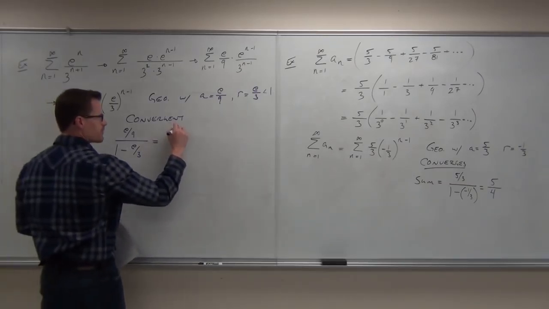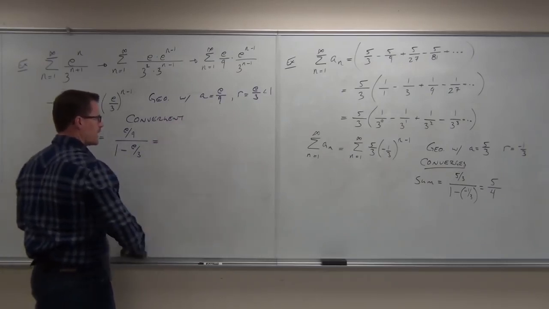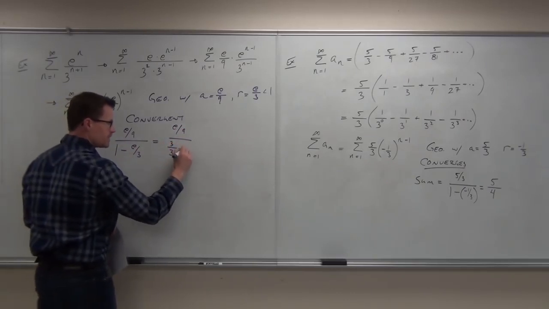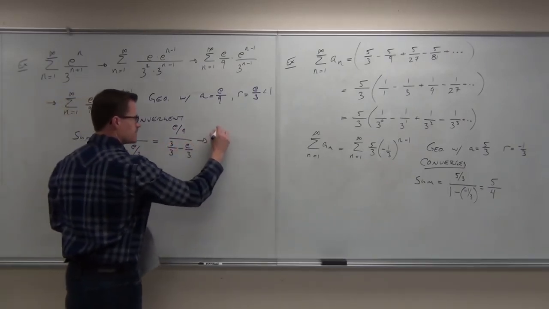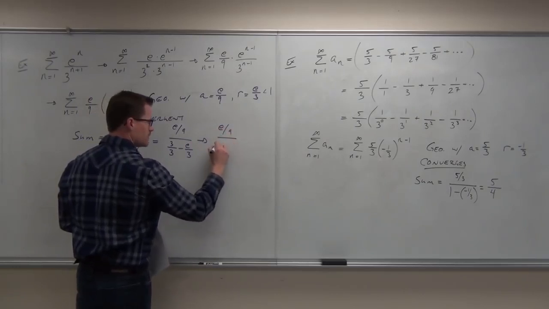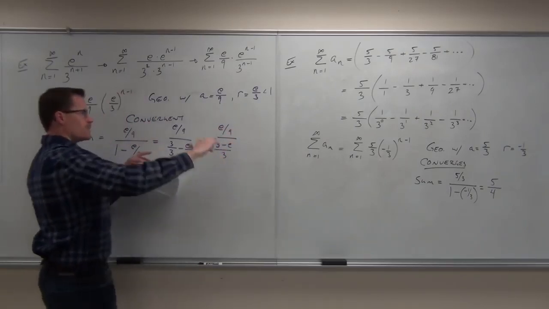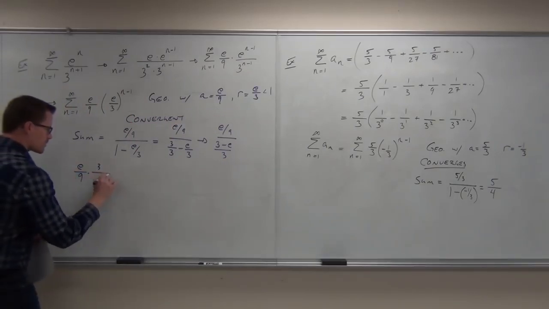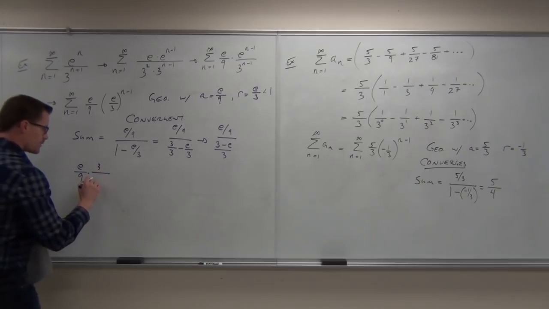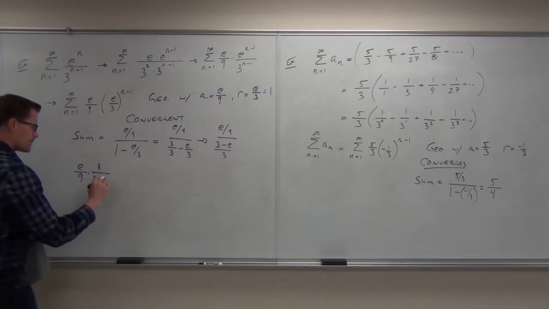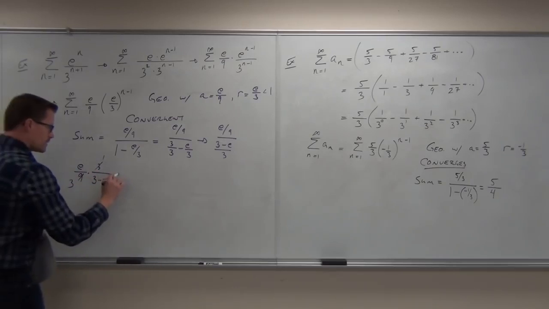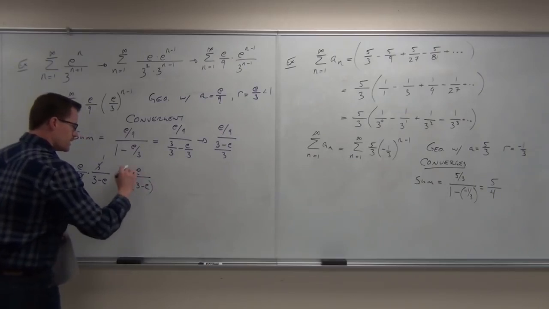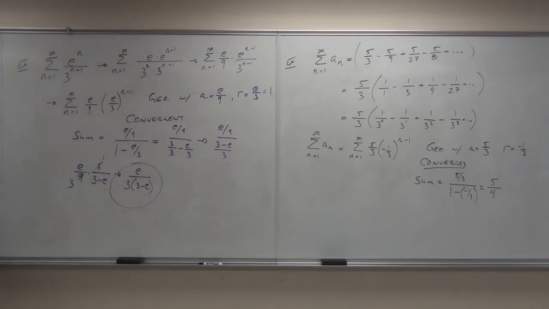Well, let's do a little bit of fraction work. We'd have e over 9 over, if you want a common denominator, that's 3 over 3 minus e over 3. That's going to be e over 9, 3 minus e over 3. Reciprocate and multiply. We get e over 9 times 3 over 3 minus e. If we simplify, we get e over 3 times 3 minus e. It's just some fraction work, but that's how we do it. That would be our sum right there.